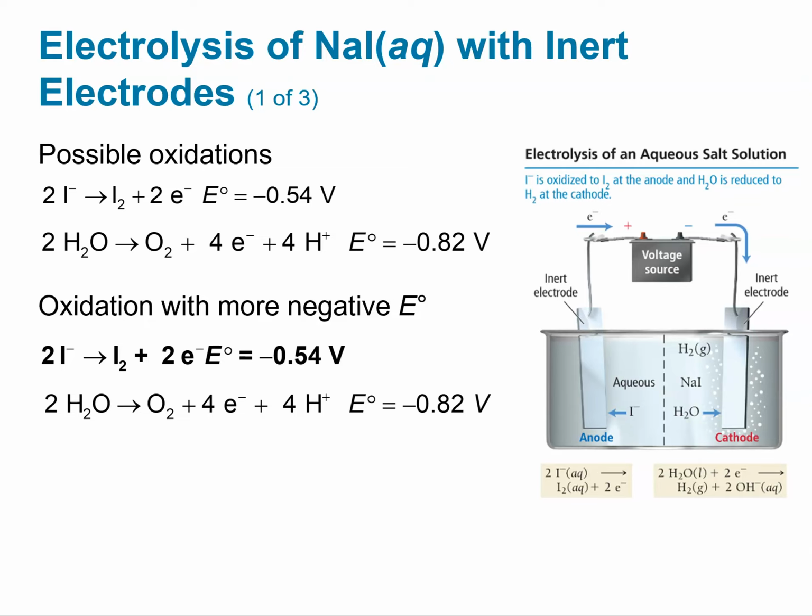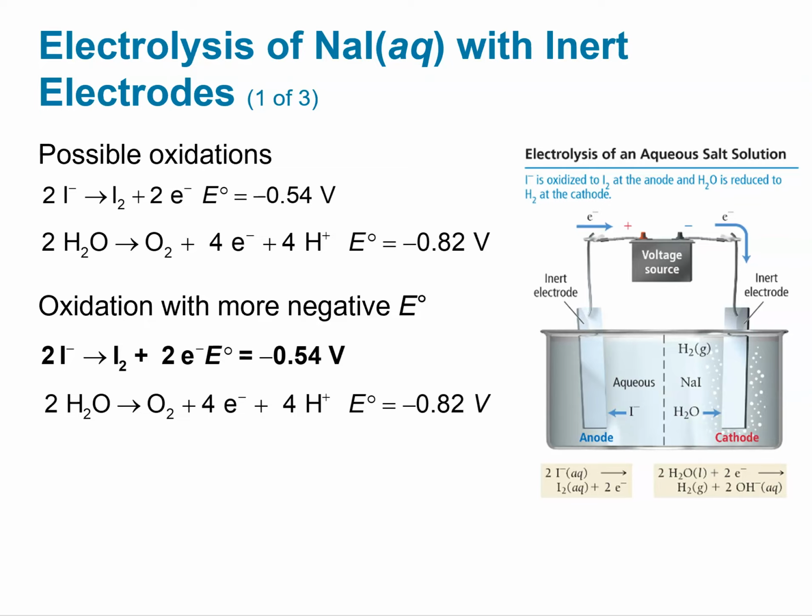So here's a really nice example. We're going to be looking at this electrolysis of an aqueous solution where we have iodide being oxidized to iodine at the anode on the left side in blue, and on the right side water is going to be reduced to hydrogen gas at the cathode, and we're going to be facilitating this through the application of a voltage source across this system. So what are our two possible oxidations?